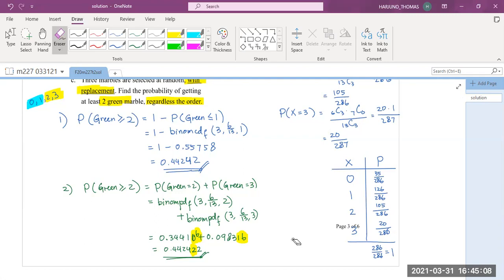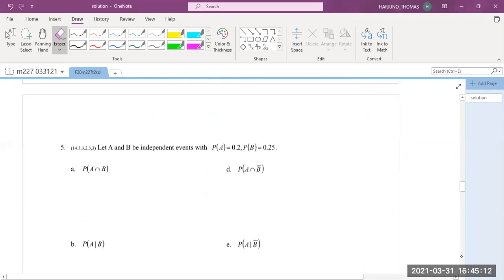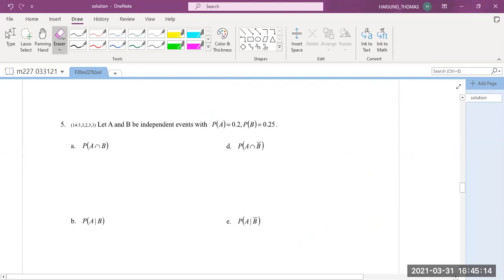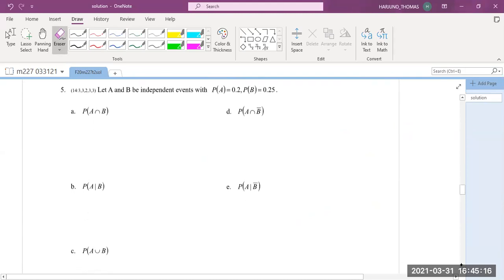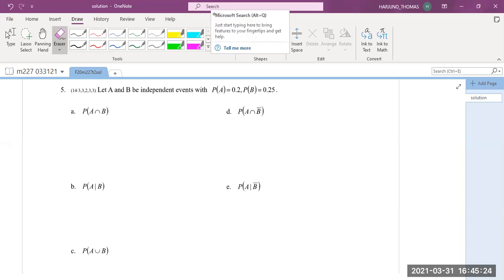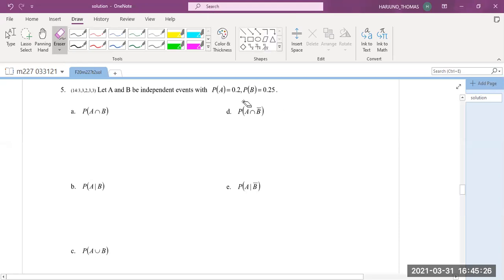Okay, that's for page 3. Let me go on to page 4. Let me take a little break. My daughter is next to me and seems to need my attention. I'll be back maybe in 10 minutes.